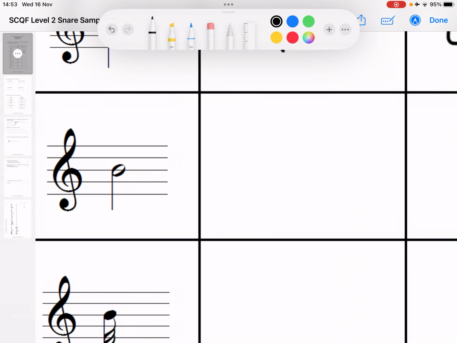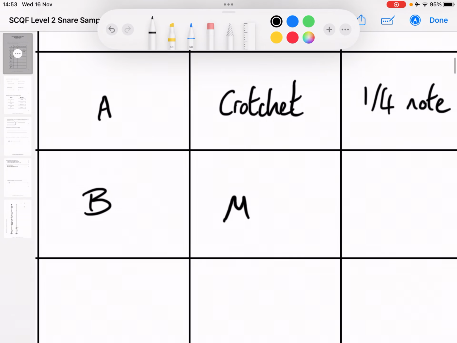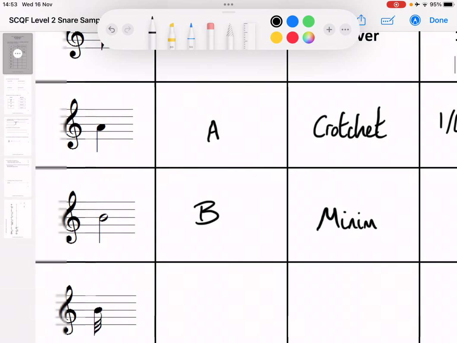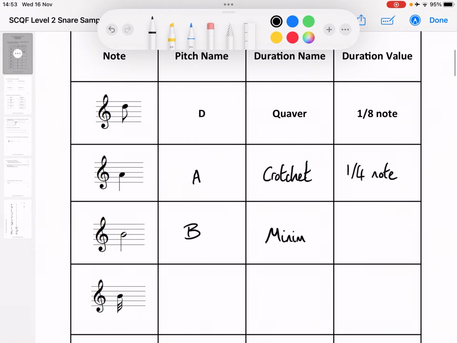Okay. And our next one, let's have a look. So same again, G, A, B. So I know that's going to be B. And then if I look at the note, it's a hollow note head with a stem, which tells me that that's a minim. So we'll write minim in here, M-I-N-I-M, minim. And again, thinking of our duration table, a minim is a half note.